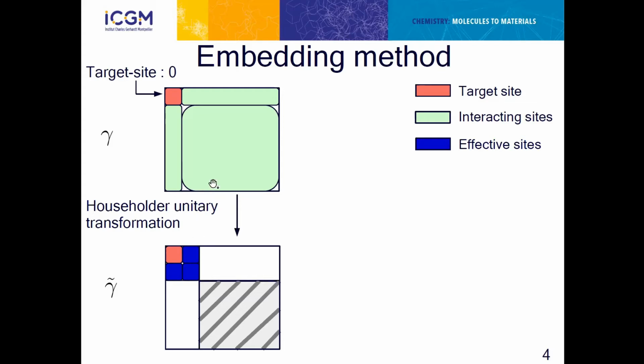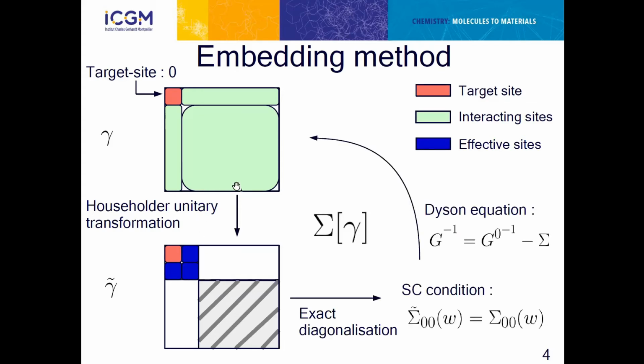So, with this embedding scheme, we can extract on-site properties using exact diagonalization. With the self-consistent condition, which is exactly the same as the DMFT self-consistent condition, the self-energy of the target site in the cluster becomes equal to the target site self-energy, and it is reintroduced through the Dyson equation. After that, we can determine the self-energy of the system self-consistently. However, although this embedding looks very attractive, some approximations are made.